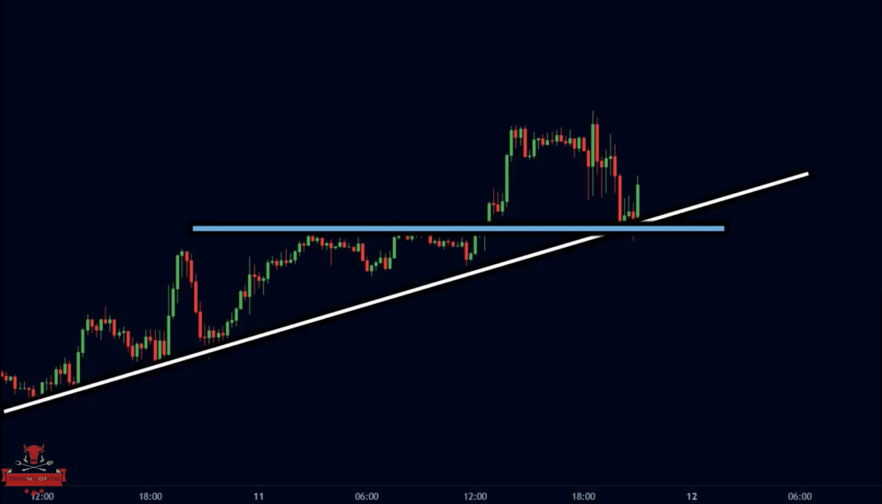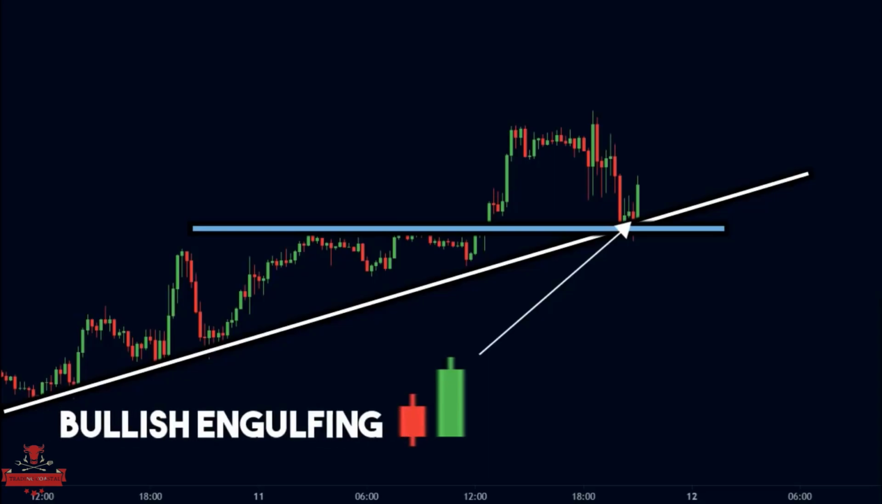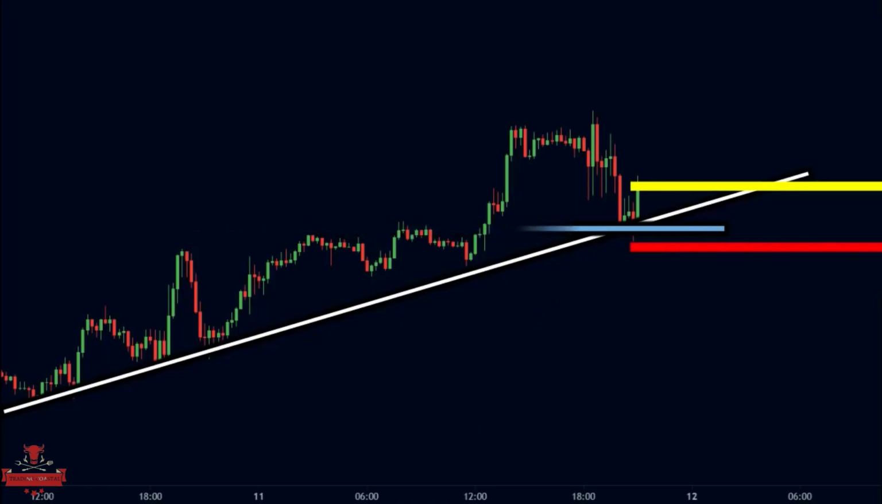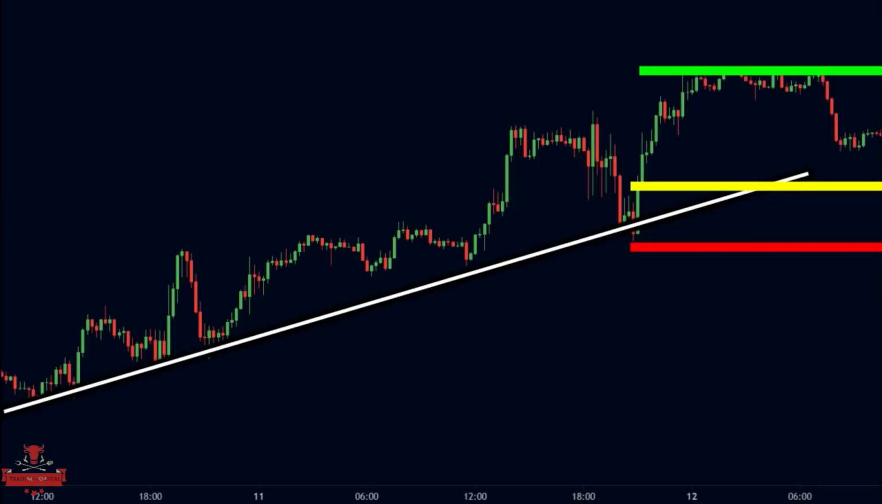Now, to enter the trade, we will wait for any type of candlestick formation to trigger our entry. Here is our entry trigger. Here we see a bullish engulfing pattern, and we buy at the close of this candle. We will keep our stop loss below the trend line, and we can keep our target at 2:1 risk to reward ratio. And as you can see, the price reached our target.